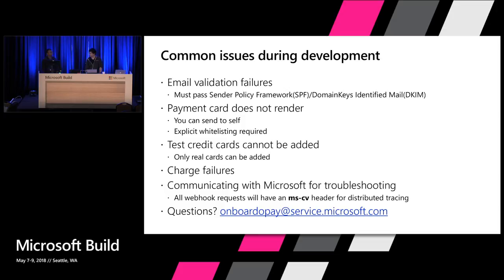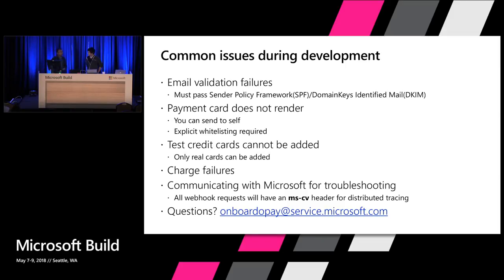The final thing is a note on distributed tracing. Because you are interacting with multiple components, a few components in Microsoft and your webhooks, there is always the case of where it failed. So for all webhook requests that we send out to your endpoints, we include a header called MSCV. That header contains the information that you can provide to us if we need to troubleshoot whether it's failed on our end. So that is something that I just wanted to bring up.